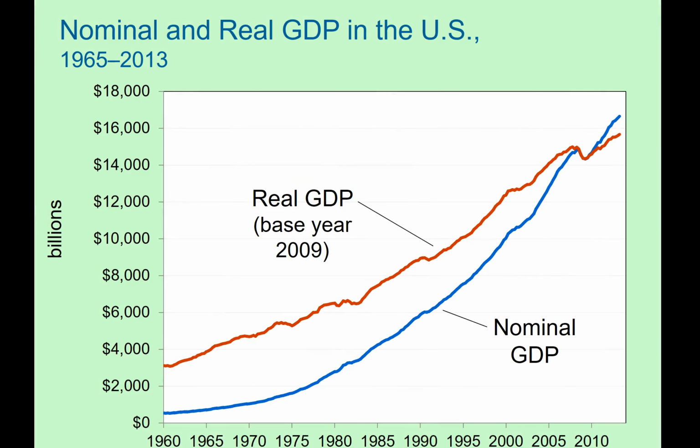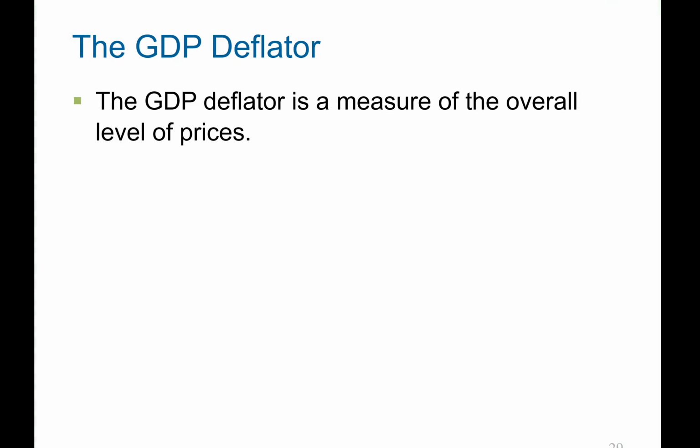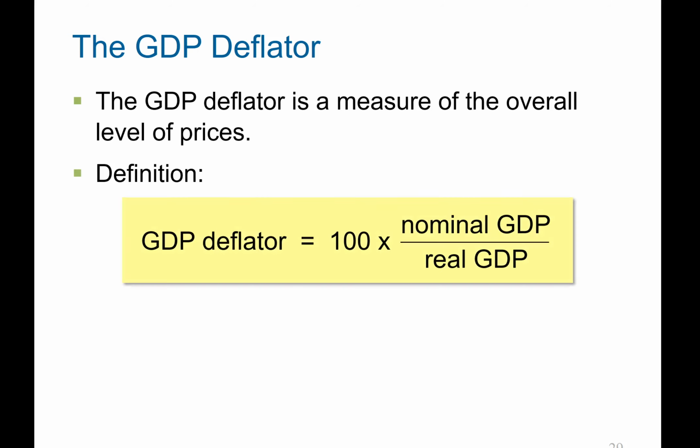Here you have a graphic that shows how real GDP and nominal GDP move in essentially the same direction over the years. The GDP deflator is the measure of the overall level of prices. It's sometimes known as the GDP price index, and it's a way that we can pull out inflation from GDP measures and get a rate of inflation from it.